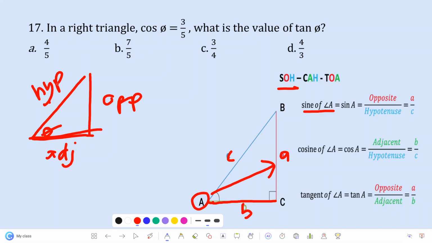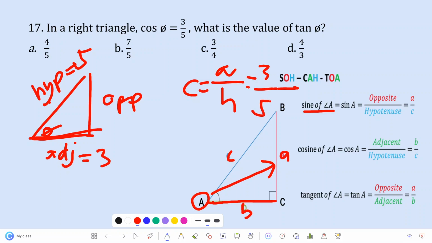Ano ba ang cosine theta? So, ka adjacent over hypotenuse. So, ang adjacent nito ay 3 over, at ang 5 naman is the hypotenuse. Adjacent over hypotenuse. So, this is 3 over 5. Adjacent is 3 and hypotenuse is 5.